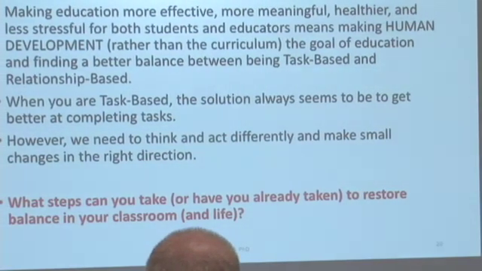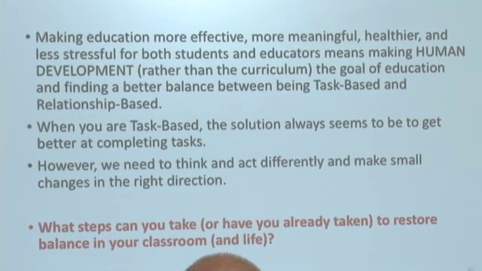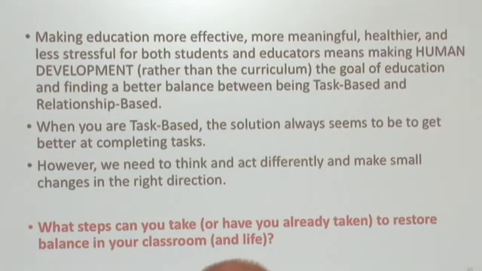And you think about, ideally, the goal is to make it more effective, more meaningful, healthier, and less stressful for both students and educators, and really focus on human development and a better balance. It seems from the research, even with that one about college and university students, that the balance between task-centered and relationship-based has gotten more task-centered even in the last handful of years in education. It's always been a pretty task-based discipline, but not just in education, socially, it seems to be moving more and more toward task.